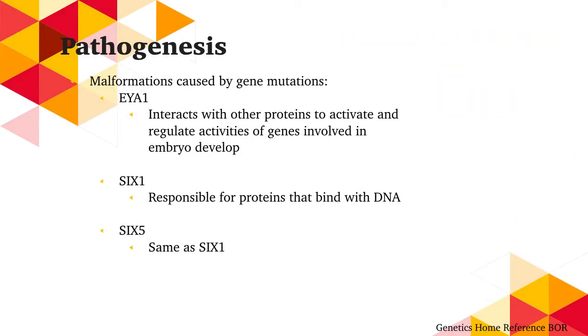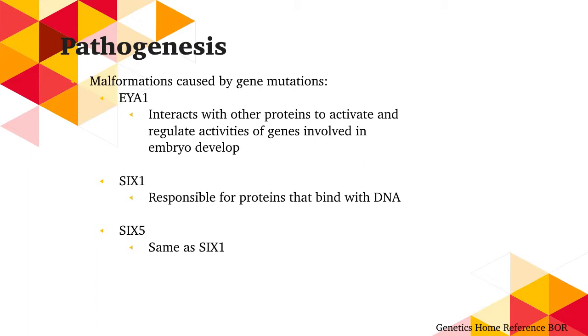So BOR is, like I said, a malformation due to gene mutations. So I'll take you through some of the genes that have been expressed through genetic testing as to why BOR happens. So we have the EYA1 gene, which interacts with other proteins to activate and regulate activities of genes involved in embryo development. Specifically, the EYA1 gene helps in tissue formation, specifically in that second branchial arch, the ears, and the kidney. So we can think if something goes awry with that gene and there's a mutation, we're going to have deficits in those three areas that we talked about.